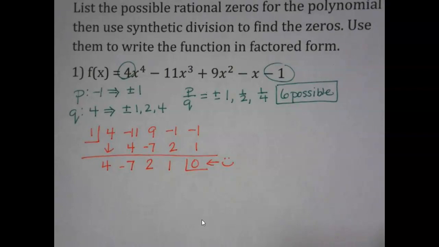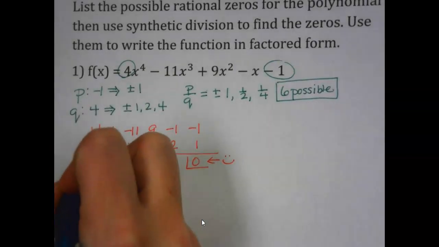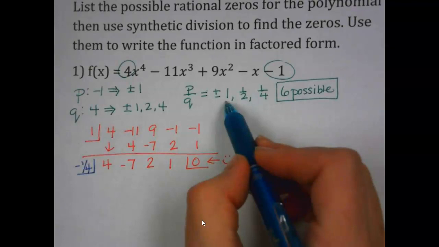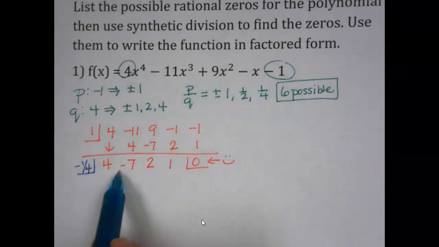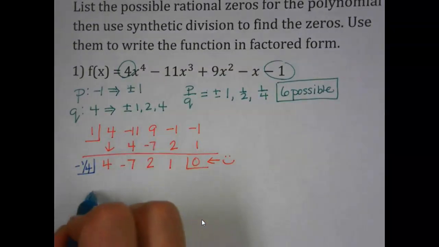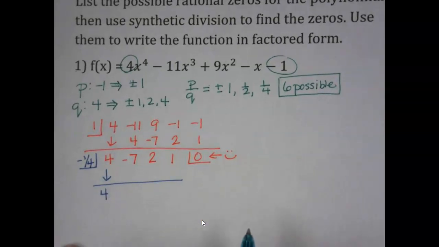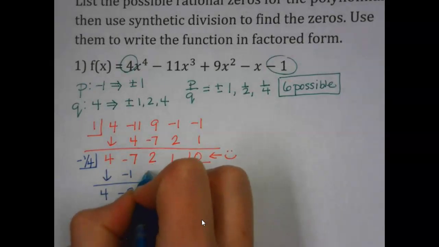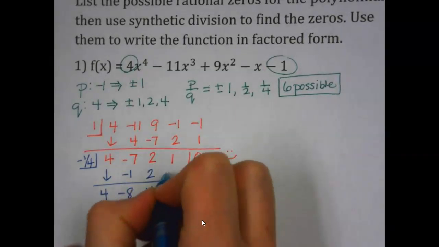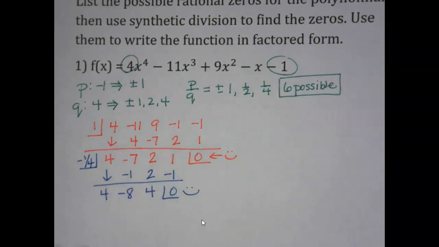Now, hopefully using your calculator or your Desmos, you also can see that negative 1/4 is another 0 from our list up here. Remember, we don't go back and use the original coefficients, you use these coefficients that are given to you. So I'm going to drop the 4 down and then multiply the negative 1/4. Then I'm going to add, then multiply, then add, then multiply, and we do in fact get another 0.